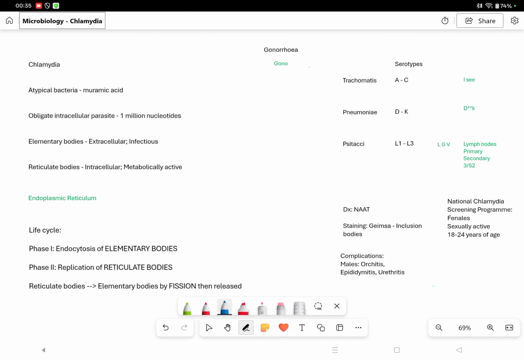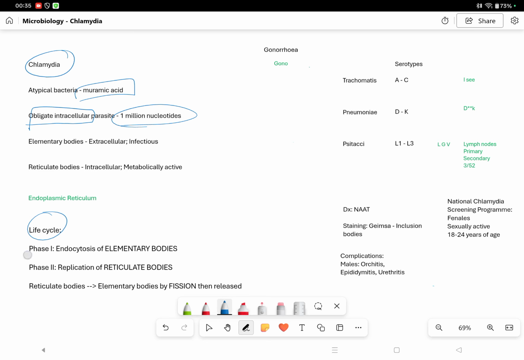Chlamydia. First and foremost, let's appreciate this is an atypical bacteria which contains muramic acid. It's an obligate intracellular parasite, which means it can only live inside a cell in a host. And it actually contains approximately 1 million nucleotides. And chlamydia has a whole life cycle.